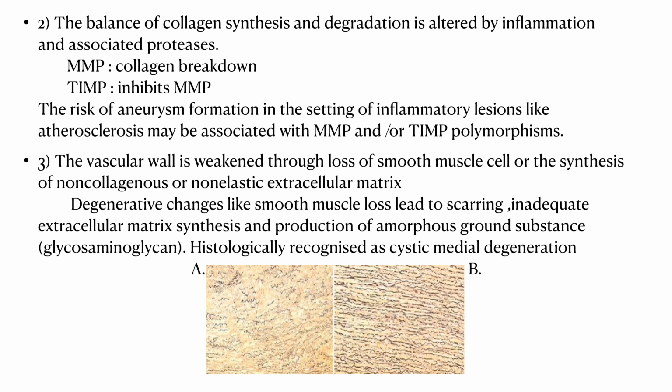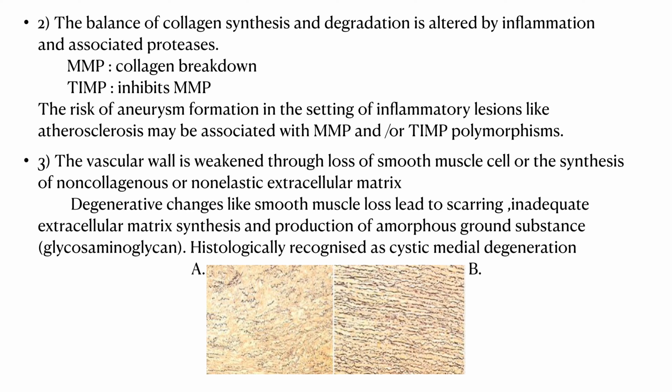And the risk of aneurysm formation in the setting of inflammatory lesions like atherosclerosis may be associated with MMP or TIMP polymorphisms. In atherosclerosis, there is basically buildup of macrophages, and macrophages are bound to produce MMPs, which lead to weakening of the vessel wall and aneurysm formation.